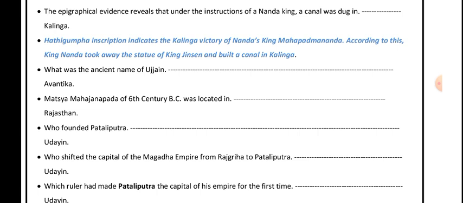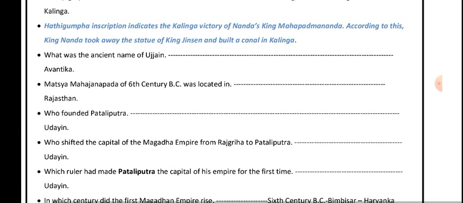Under the instructions of the Nanda king, a canal was dug in Kalinga. The Hathigumpha inscription indicates the Kalinga victory of the Nanda king Mahapadmananda. According to this, King Nanda took away the statue of King Jina and built a canal in Kalinga.